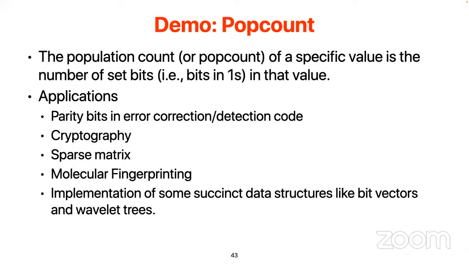I know a lot of you like LeetCode, so I try to rephrase the problem in the format of LeetCode. Pop count is a specific problem that tries to count how many bits in a given number are 1. It's really useful for error correction, cryptography, sparse matrix multiplications, molecular fingerprinting, or if you want to use big vectors to implement succinct data types or wavelet trees, right? So this is a very useful case.